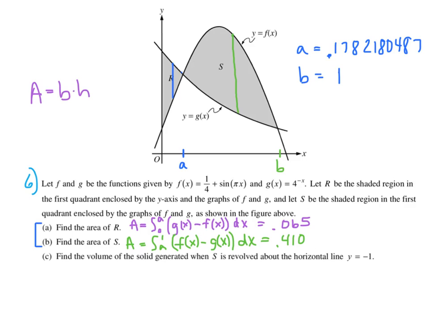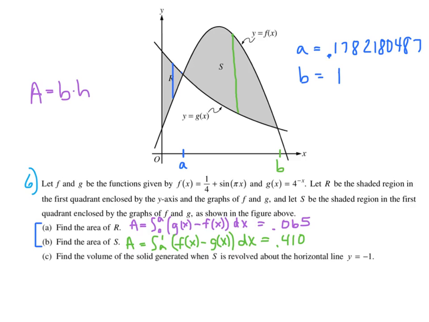Okay, so take a look at your answers and compare them with mine. If you look at the area of R, the area is the integral from 0 to A, which I found, my A and my B up here. A was this big long 0.178218, blah, blah, blah. B happened to be a whole number, 1. So the integral from 0 to A of upper minus lower. For R, the upper curve is g of x, and the lower curve is f of x. So it's g of x minus f of x, dx, which is 0.065.